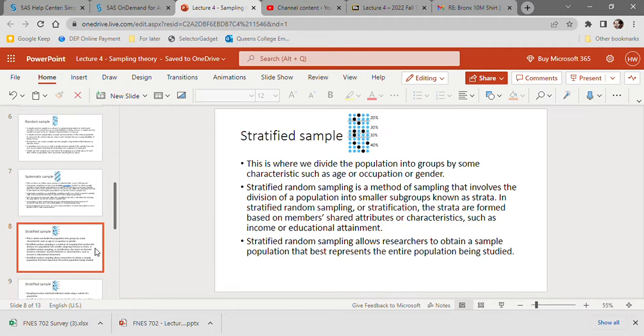In stratified random sampling, the strata are formed based off of the members' shared attributes or characteristics, such as income or educational attainment, right? Why do we use statistics? We use statistics to try to answer questions. We try to make statistic-informed or data-informed decisions when we make a process, right?